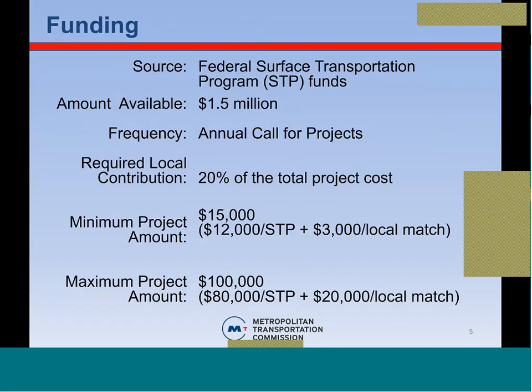We use federal surface transportation funds. We get an amount that's about $1.5 million a year. Sometimes we spend a little bit more, sometimes a little bit less. But the $1.5 million allows MTC to work with about a third of the jurisdictions in the Bay Area. We have 109 jurisdictions, so that's all of the cities and towns and counties. And what we like to do is come to examine arterials and collectors every 2 years and residential streets every 5 years.